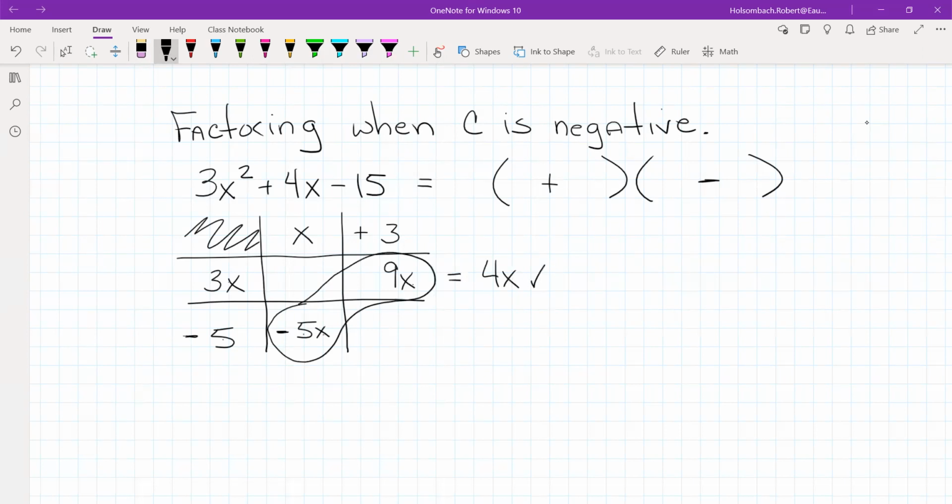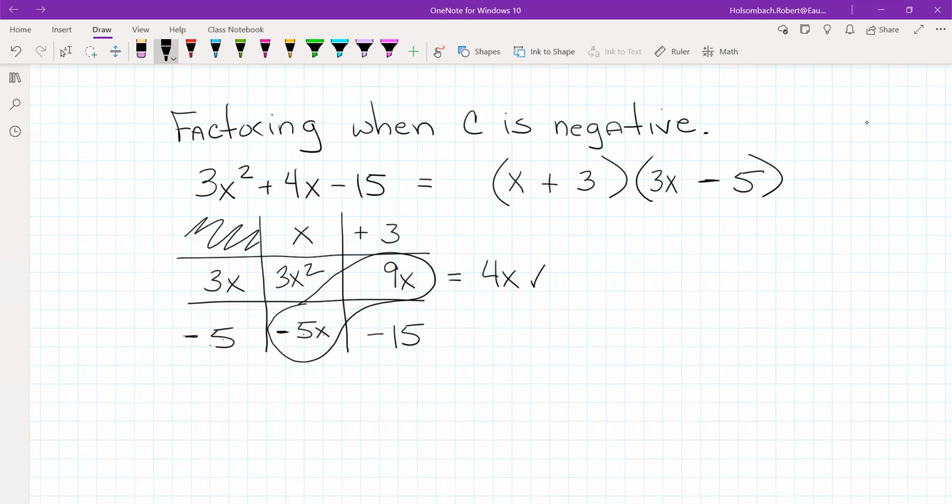There's your check. 3x times x is 3x squared. Negative 5 times positive 3 is negative 15. All right, so those factors work. So we've got an x plus 3, and we've got a 3x minus 5.